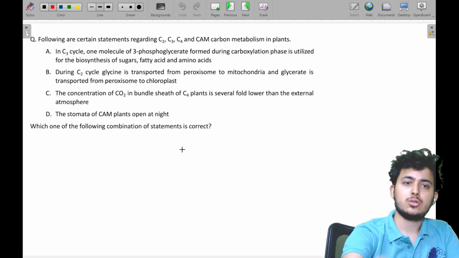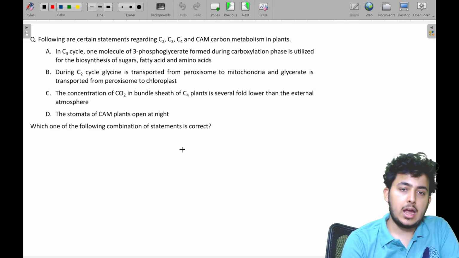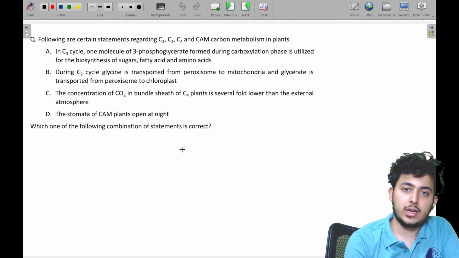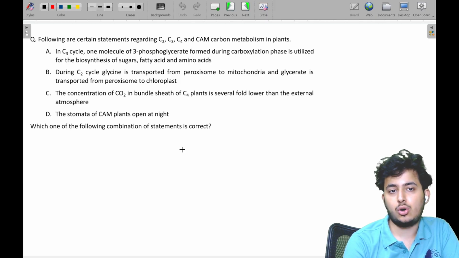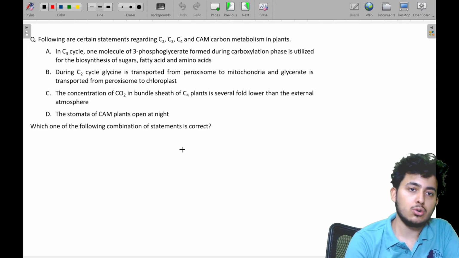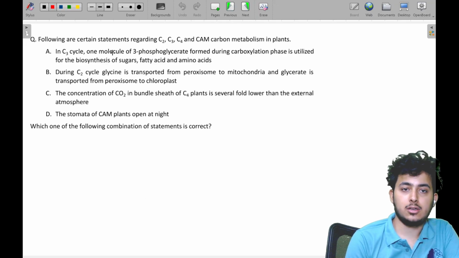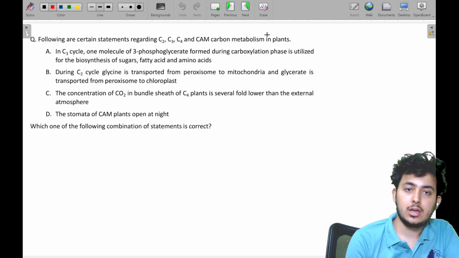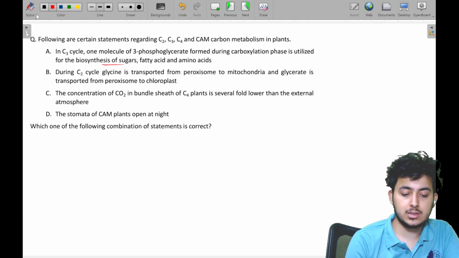Coming over to the next question. Following are certain statements regarding C2, C3, C4 and CAM carbon metabolism in plants. For the CAM pathway, I will tell all these things in detail when I teach the CAM pathway in the next lecture. For now, in the C3 cycle, one molecule of 3-PGA formed during the carboxylation phase is utilized for biosynthesis of sugars, fatty acids, and amino acids.